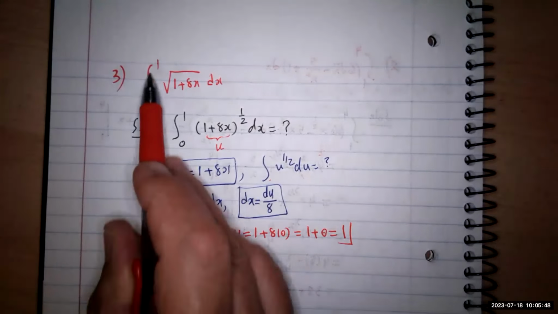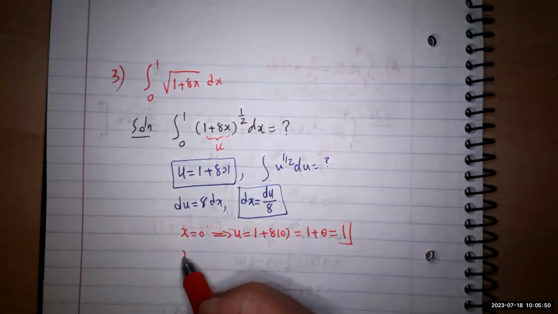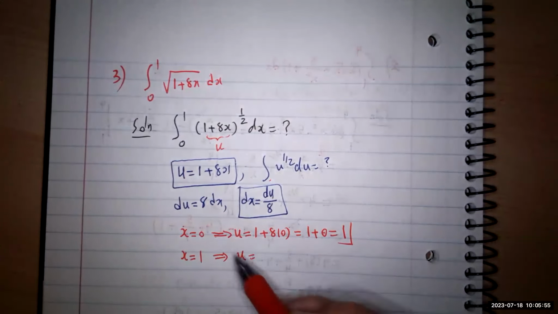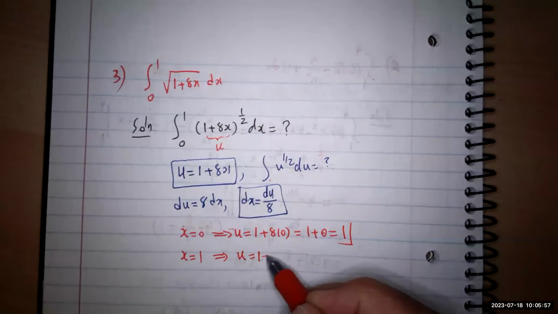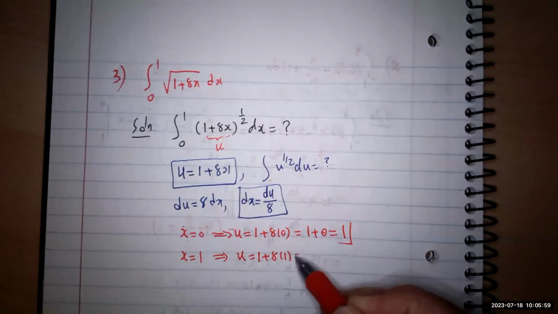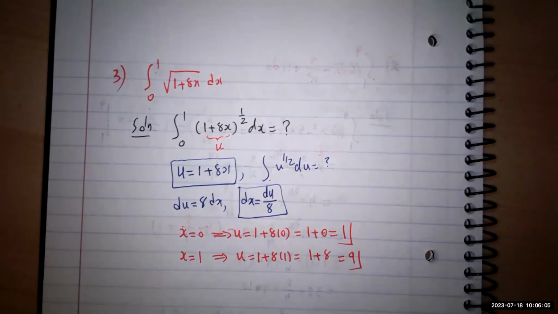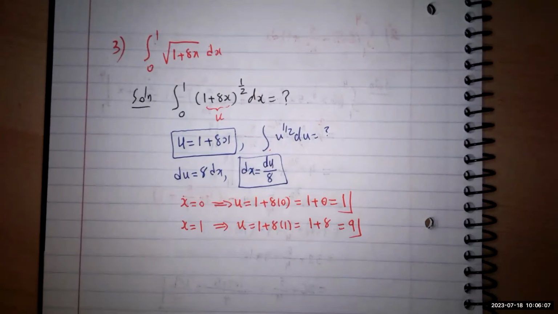Then you have x equal to 1. So when x is equal to 1, you find your u: u is going to be 1 plus 8 times 1. So we get 1 plus 8, and that would be 9. This is the way I do it. I change the numbers. Let me finish it, then I'll show you another method. But you better do this one if you want to continue taking calculus courses.